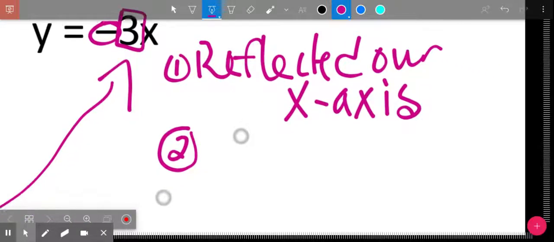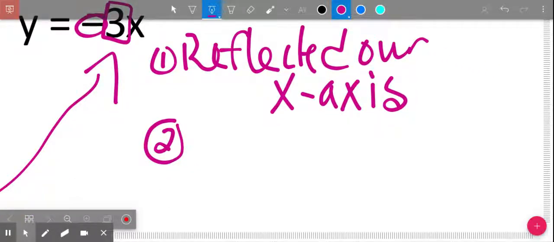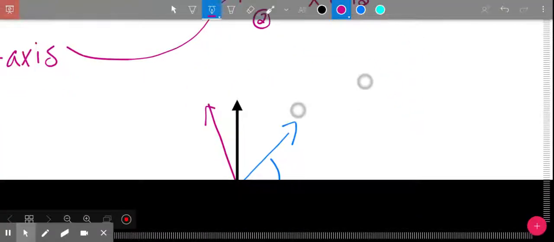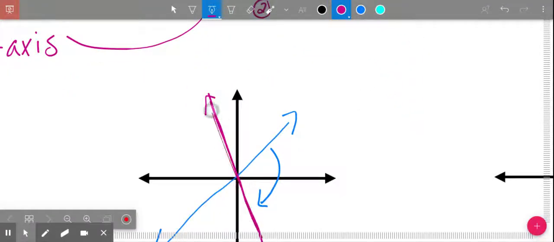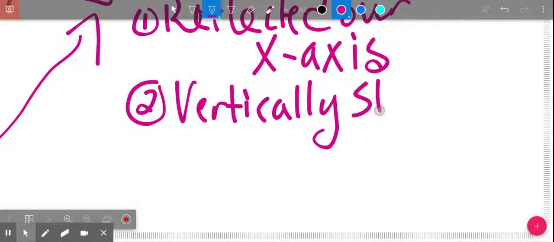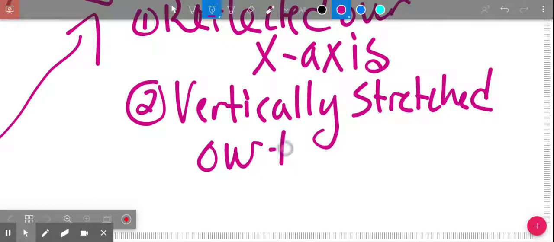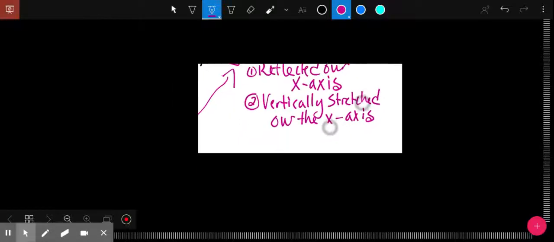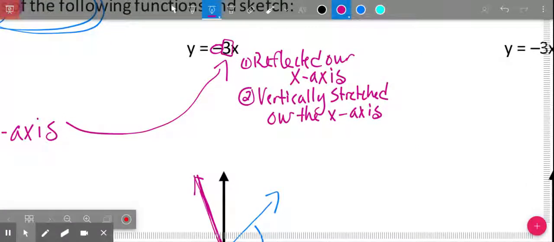Anytime it's a whole number, so a number bigger than 1, that means it makes it super steep. Think of a mountain. This is a really steep mountain. If I'm climbing up that mountain, it's going to be rough. So anytime it's super steep, that means it's been vertically stretched over the x-axis. All right, that's the only thing different with this one compared to our parent function.